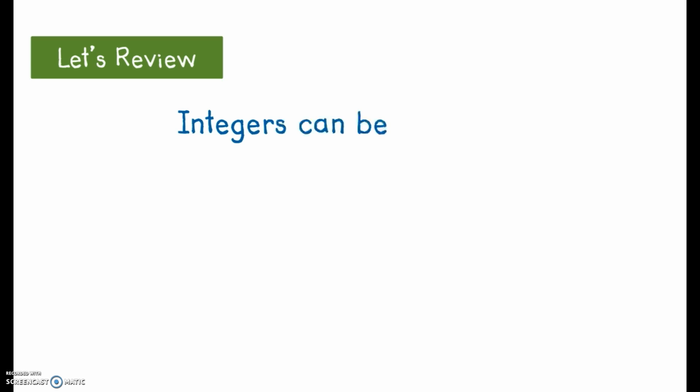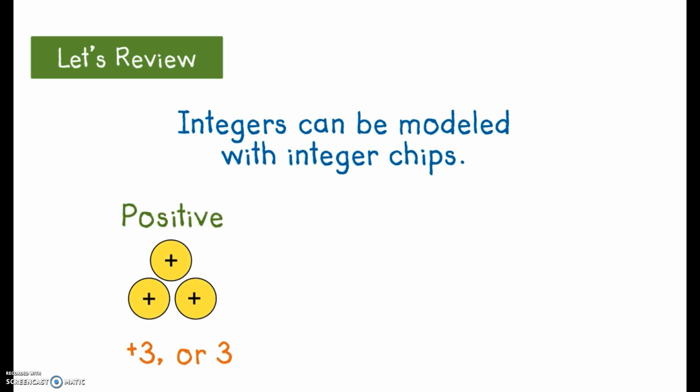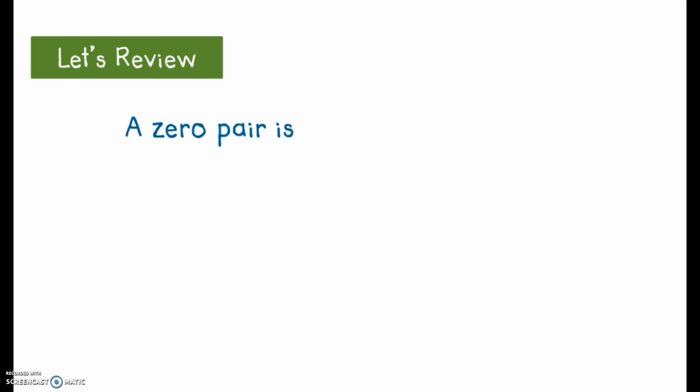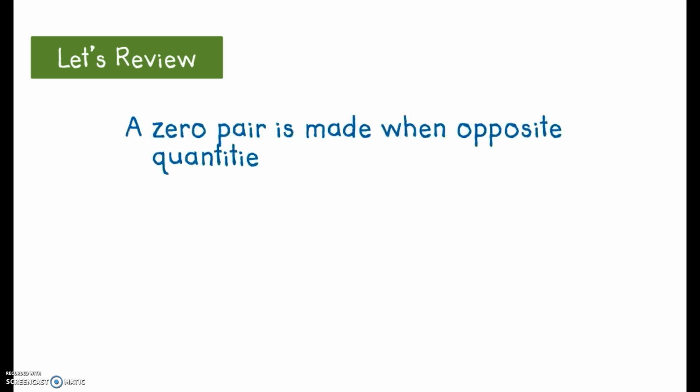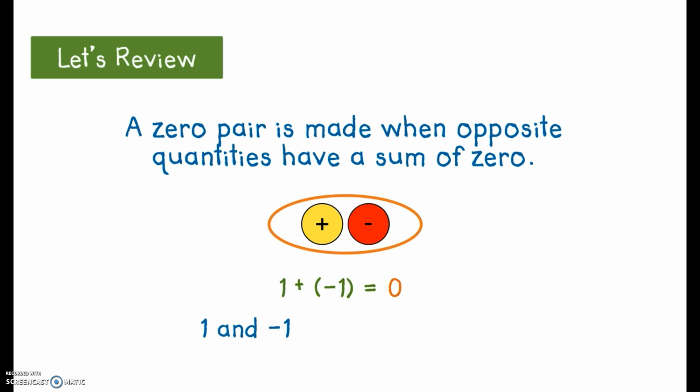Let's review. Integers can be modeled with chips. Yellow chips represent positive numbers, and red chips represent negative numbers. A zero pair is made when opposite quantities have a sum of 0. Here are the opposite quantities +1 and -1. You can think of the opposites as canceling each other out. Because they have a sum of 0, 1 and -1 are a zero pair.